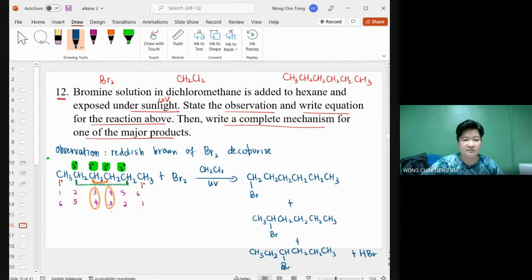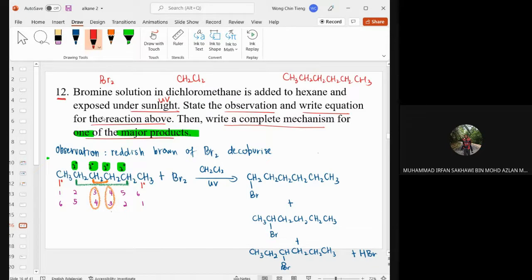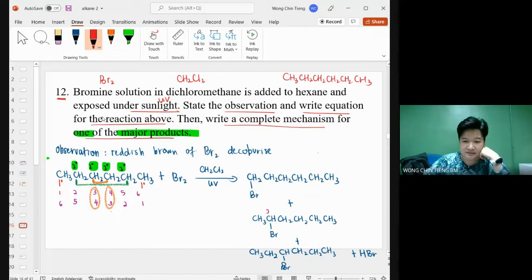Write the complete mechanism for one of the major product. Kenapa soalan guna perkataan one of the major product? How many major product do we have? 2. 2. Kenapa? And which one? Second and third. Thank you, Ifan. Second and third. Sebab dua-dua adalah secondary. Pakcik ni primary. So, in this case, dua-dua kita label major. Okay? Dua-dua kita label major.